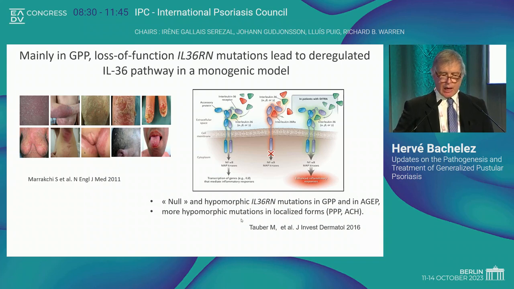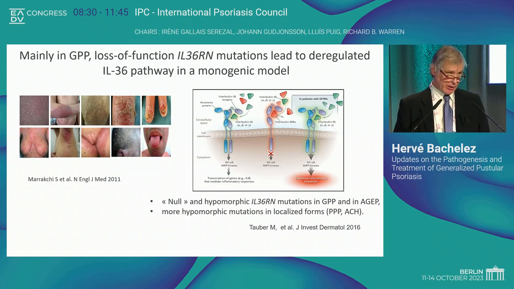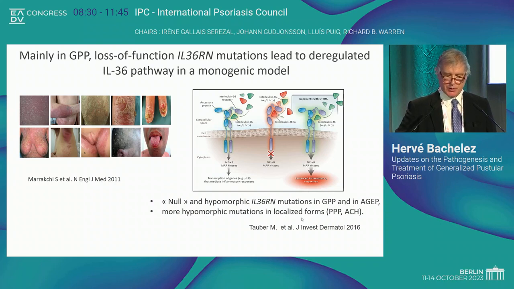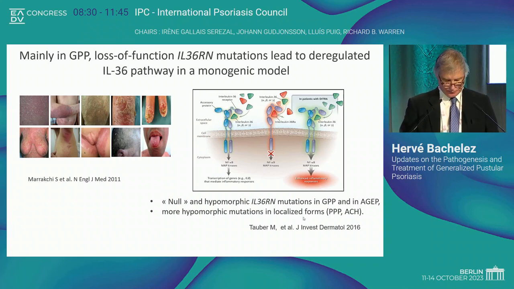There are no hypomorphic IL-36RN mutations in generalized pustular psoriasis. Then they were identified in acute generalized exanthematous pustulosis, considered as a drug eruption. And it seems that there are hypomorphic mutations accounting more for the localized form, ACH, or sometimes palmoplantar pustulosis, although they are very seldom found in the context of PPP.